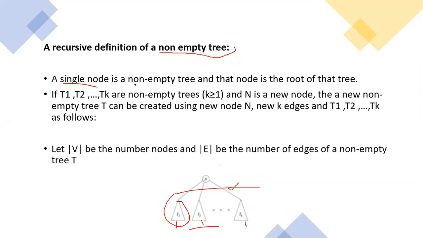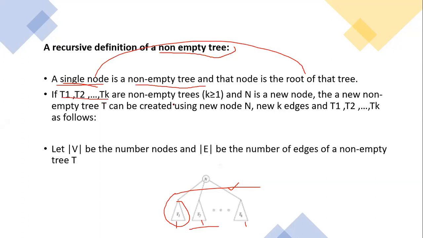So for a particular tree, if it is a non-empty tree, it means it has some elements or some nodes. For example, at minimum we have a single node. If a particular tree has a single node, then that node may be the root of the tree. Okay, this is the recursive definition.